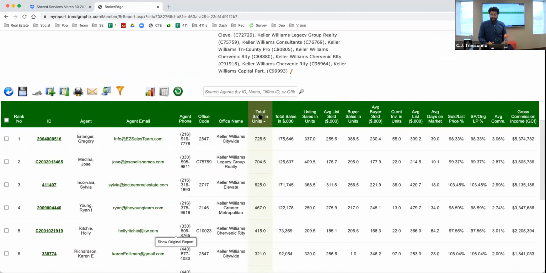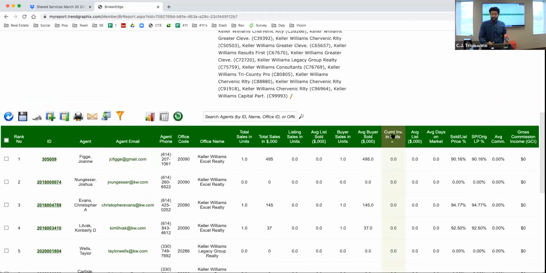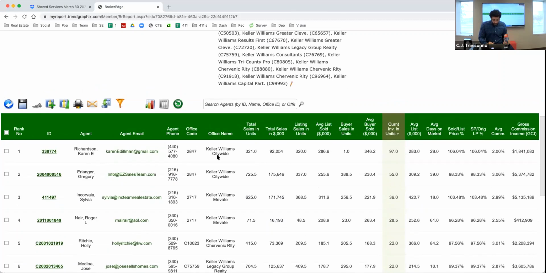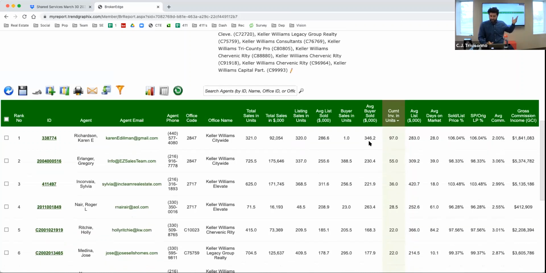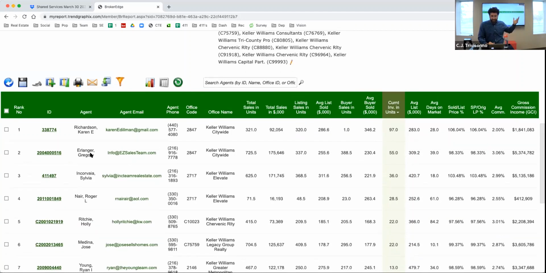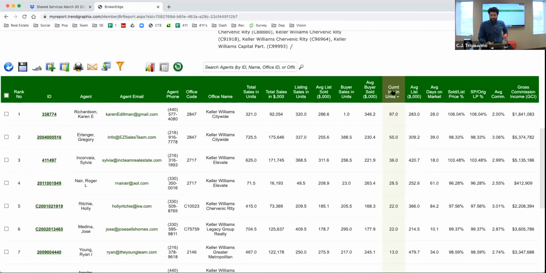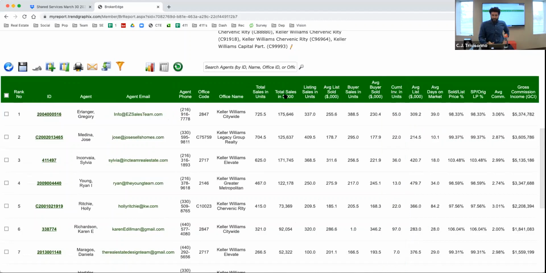So again, you can filter this however you want to. You could ask who has the most inventory and listings right now, and you could literally click on here. So let's see, Karen Richardson, but I think she's the Brian Holmes. Everything's in her name, so she has the most listings. Besides there, the Easy Sales team has 55, and Carvias at 36.